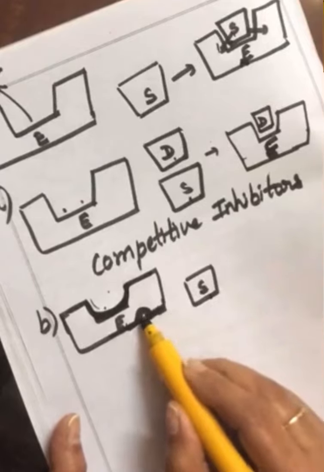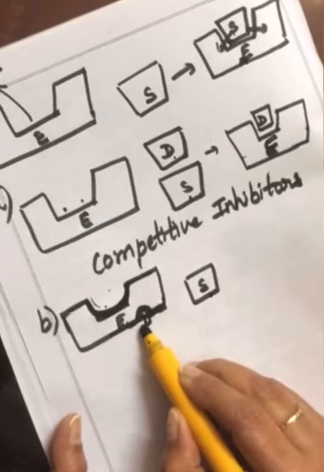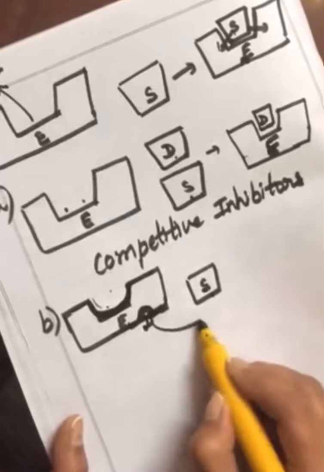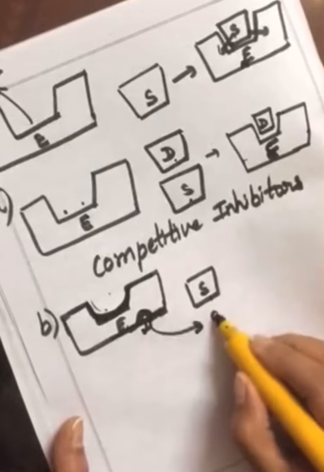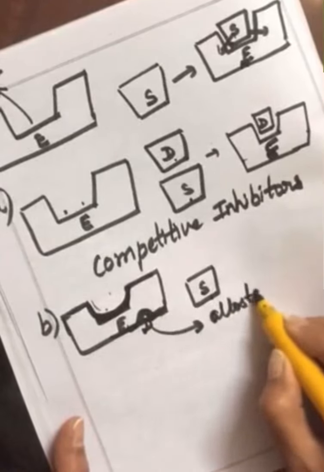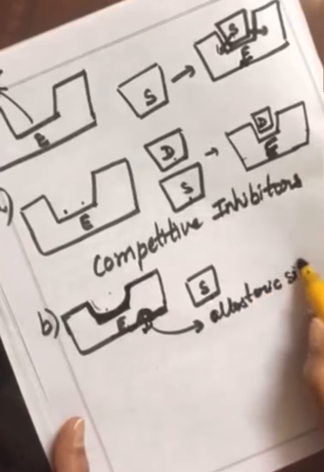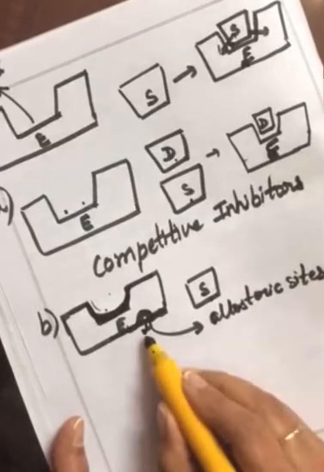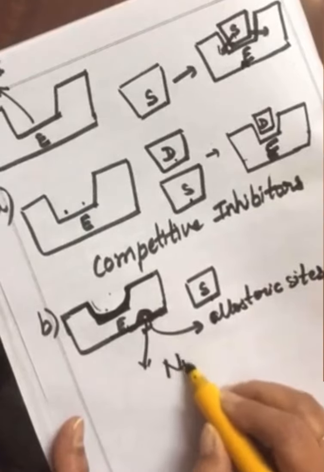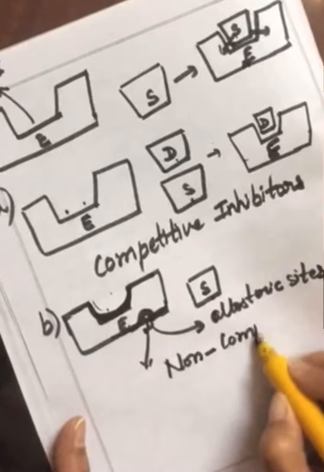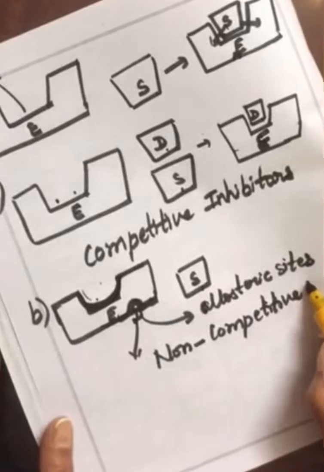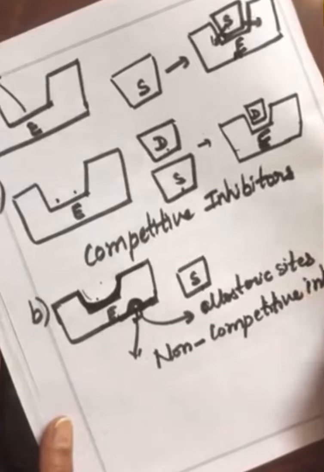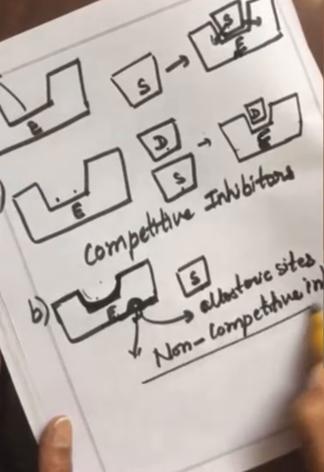If the drug links at some other site in the enzyme, these sites are known as allosteric sites. These kinds of drugs are not competing with the substrate, so these are called non-competitive inhibitors. I hope this will be clear to you.